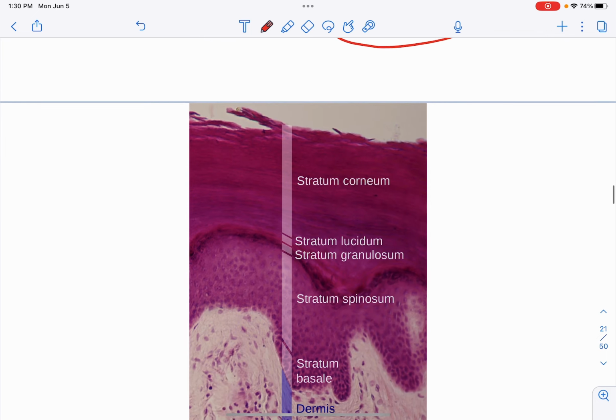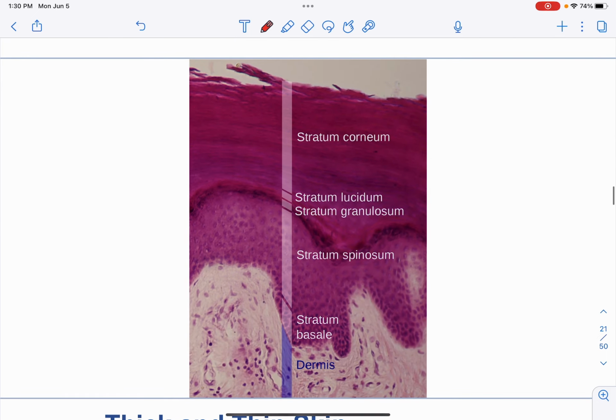All right, this is a really great histology image showing you the epidermis.